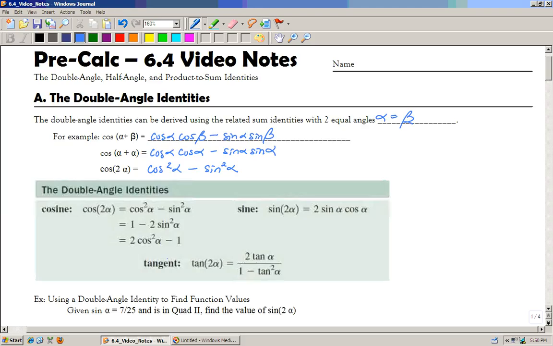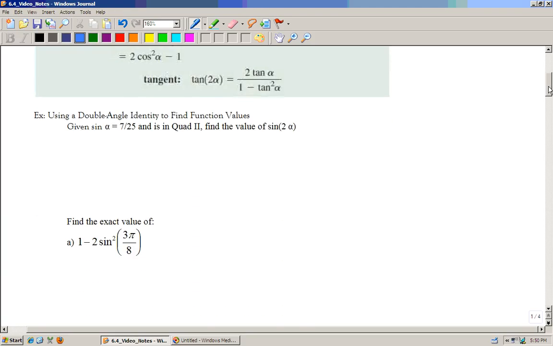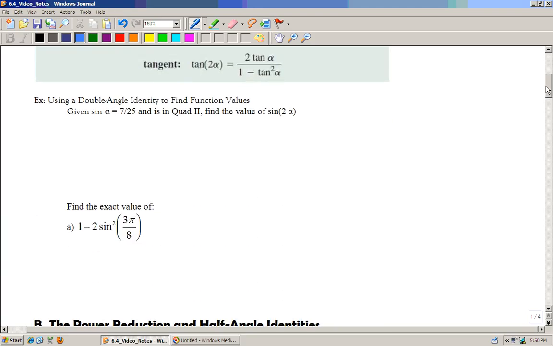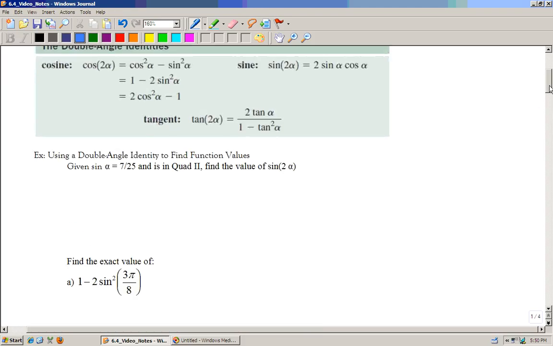The rest of these can be derived using the Pythagorean identities, or the sine and tangent can also be found from the sum identities. So if I'm using an example of this, if we're given a double angle identity, we want to find the function's values. So sine of alpha is equal to 7/25, and it's in quadrant 2. We're going to find the sine of 2 alpha, the double angle formula.